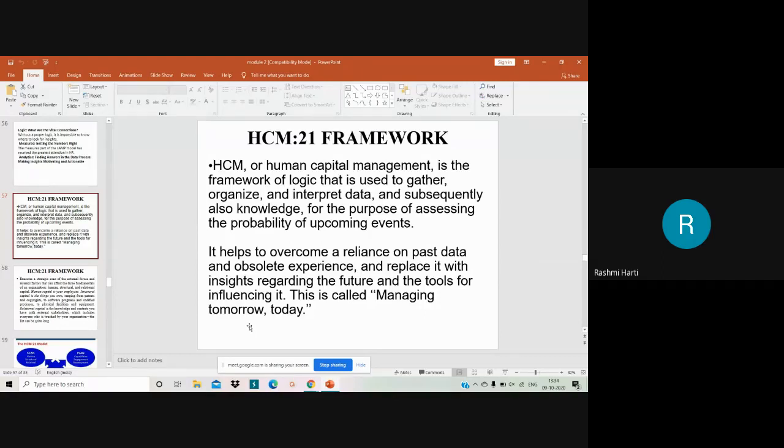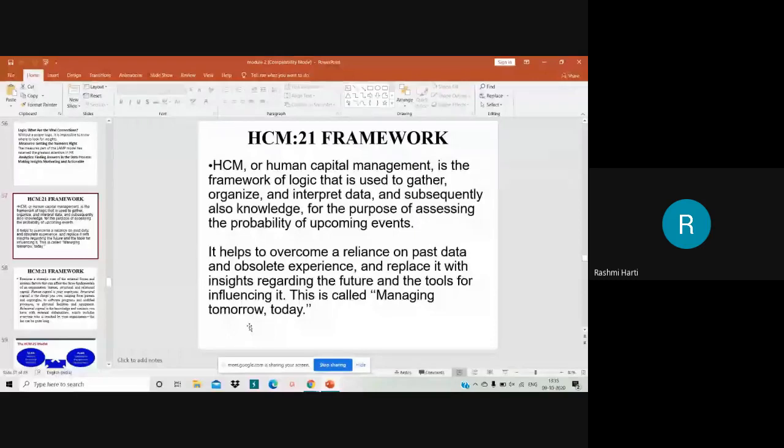Okay. So it helps to overcome a reliance on past data and obsolete experience, and replace it with insights regarding the future and tools for influencing it. This is called managing tomorrow today. Okay. HCM 21 framework is called managing tomorrow today. Fine. So this model basically was first used in 2008, and it has been very successful under the name HCM 21, right? So 21 is nothing but 21st century.